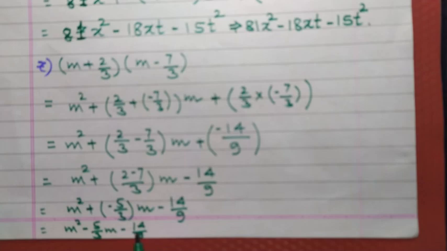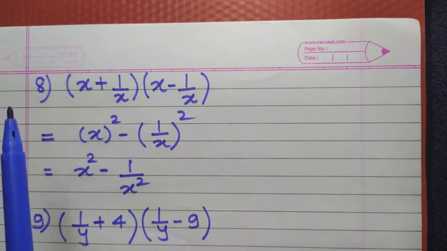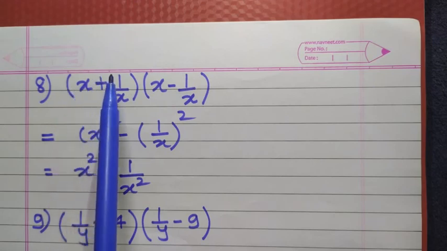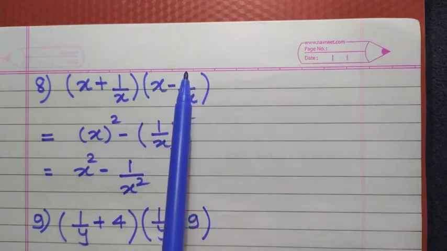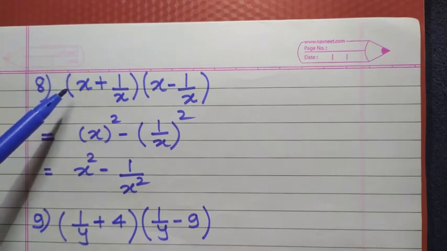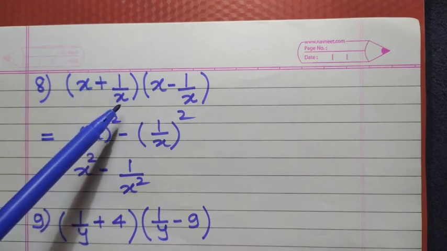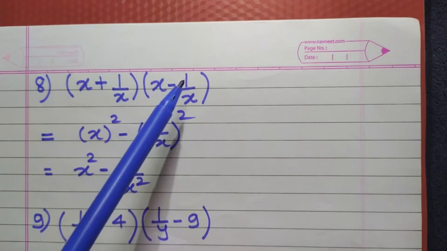So here we are with example number 8 and now 9 also. Only 2 examples remain. Example number 9 is (x plus 1/x) into (x minus 1/x). Here we can consider x as a and 1/x as b. So it will be a plus b, and here a minus b.